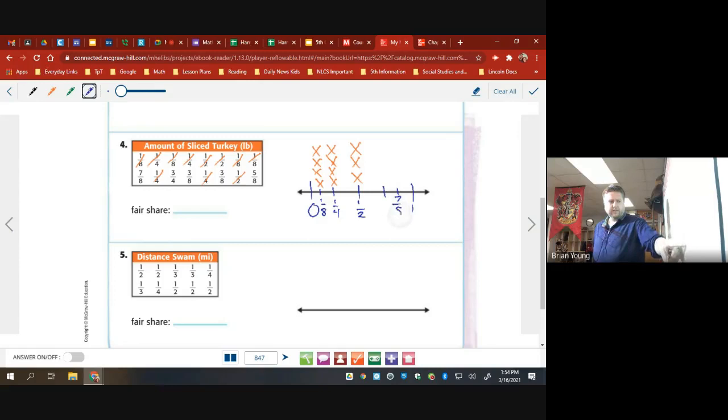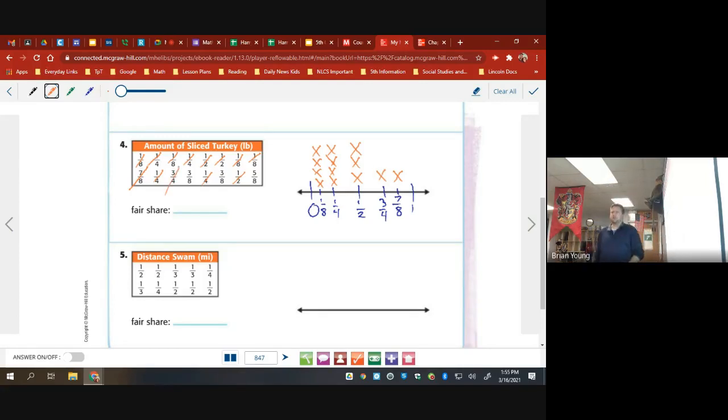Yeah. So, how many 7/8 do we have? 1. And then we have 3/4. So, we already said this was 3/4 right here, right? So, we do 3/4 right there. How many X's do we put on 3/4? 1 again. And then 3/8.